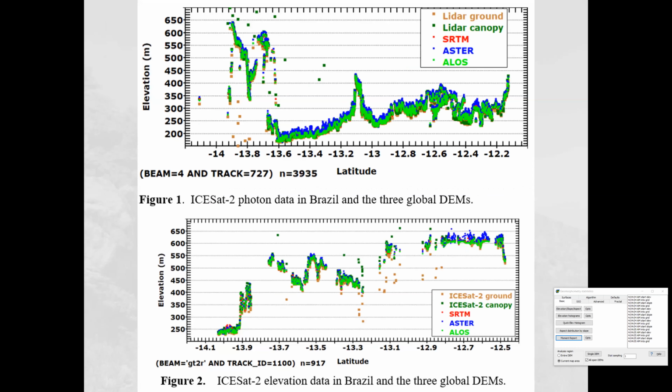Okay, here are actually 2 of Terra's profiles in Brazil. You can see we've got the LiDAR ground, the LiDAR canopy, and then we've got 3 of the DEMs generally in between, but at places there's some pretty huge noise in the hundreds of meters range. So there's challenges using it.